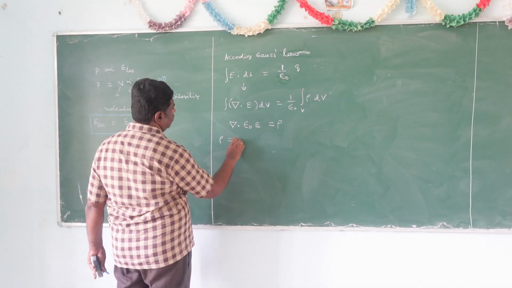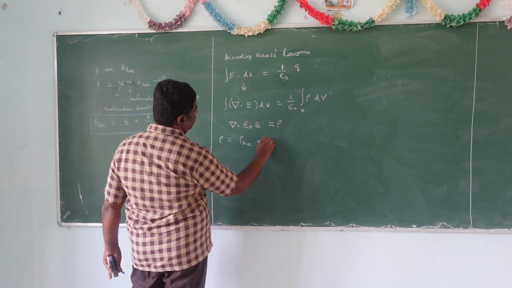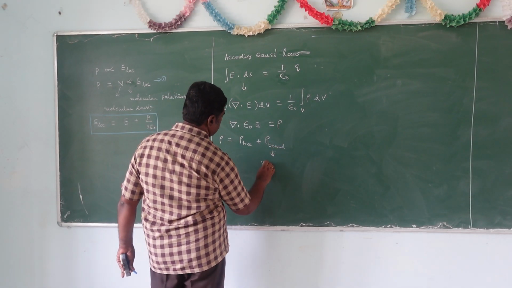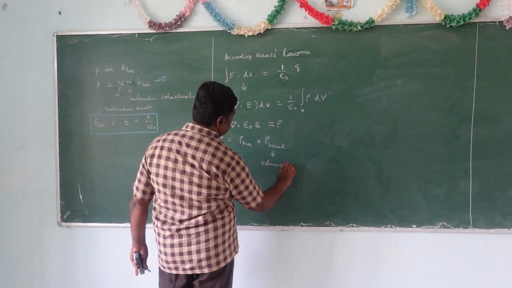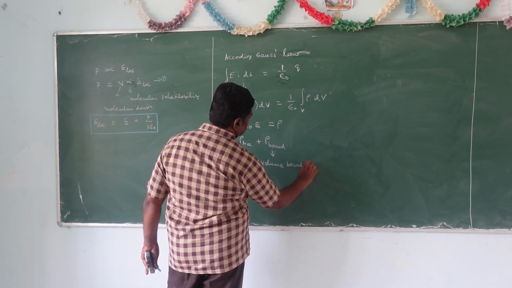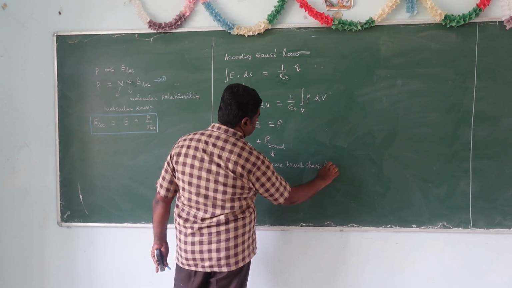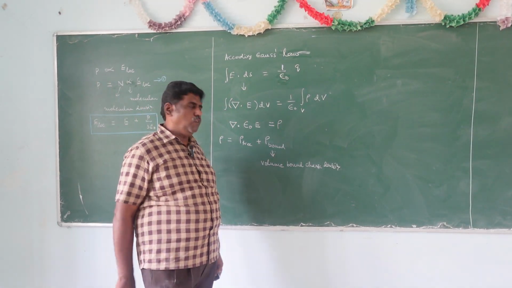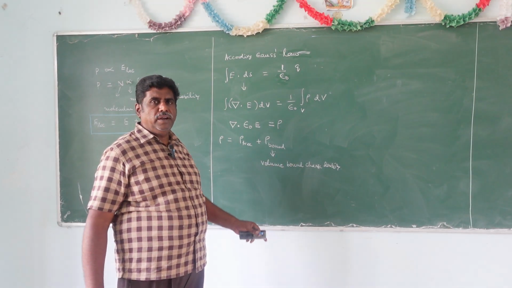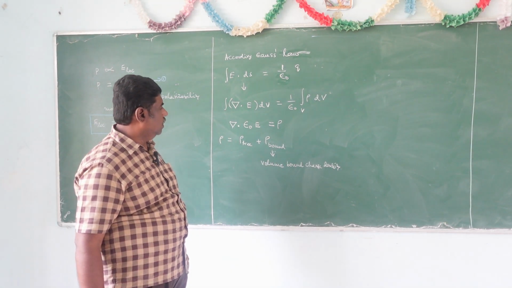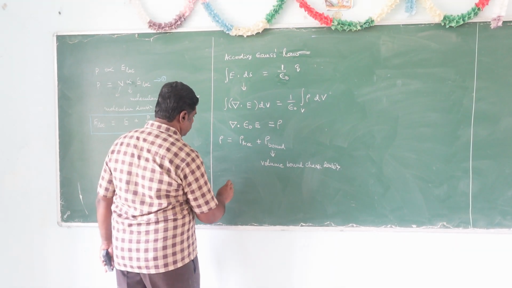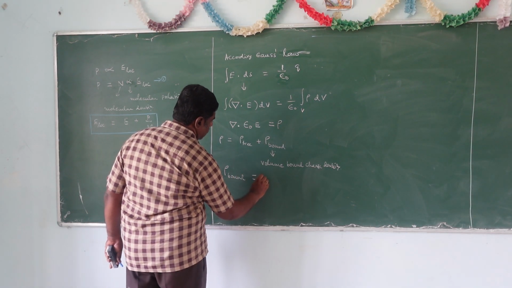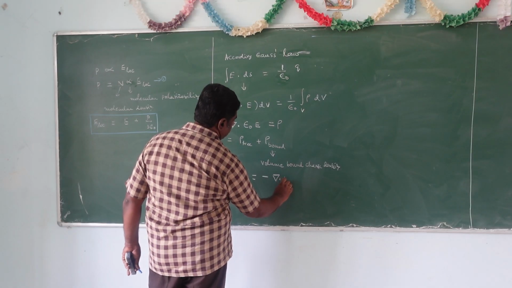Here rho equals rho free plus rho bound, where rho bound is the volume bound charge density. Suppose the polarization is non-uniform, charges are accumulated inside the dielectric material. So the volume bound charge density is given by the formula minus del dot P.